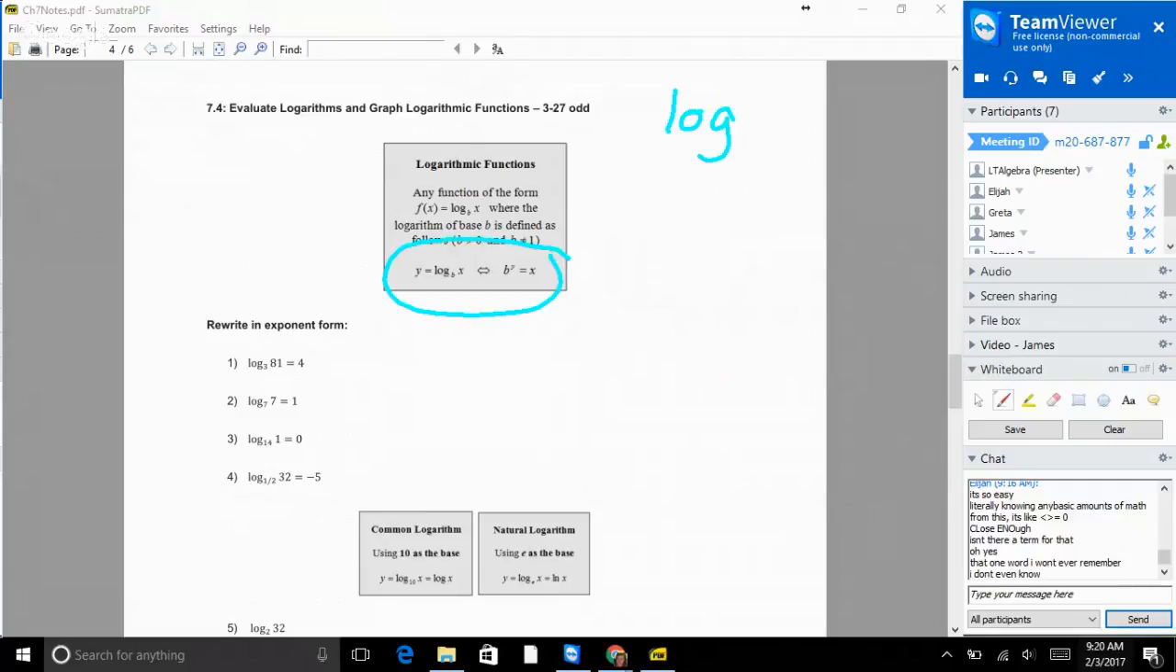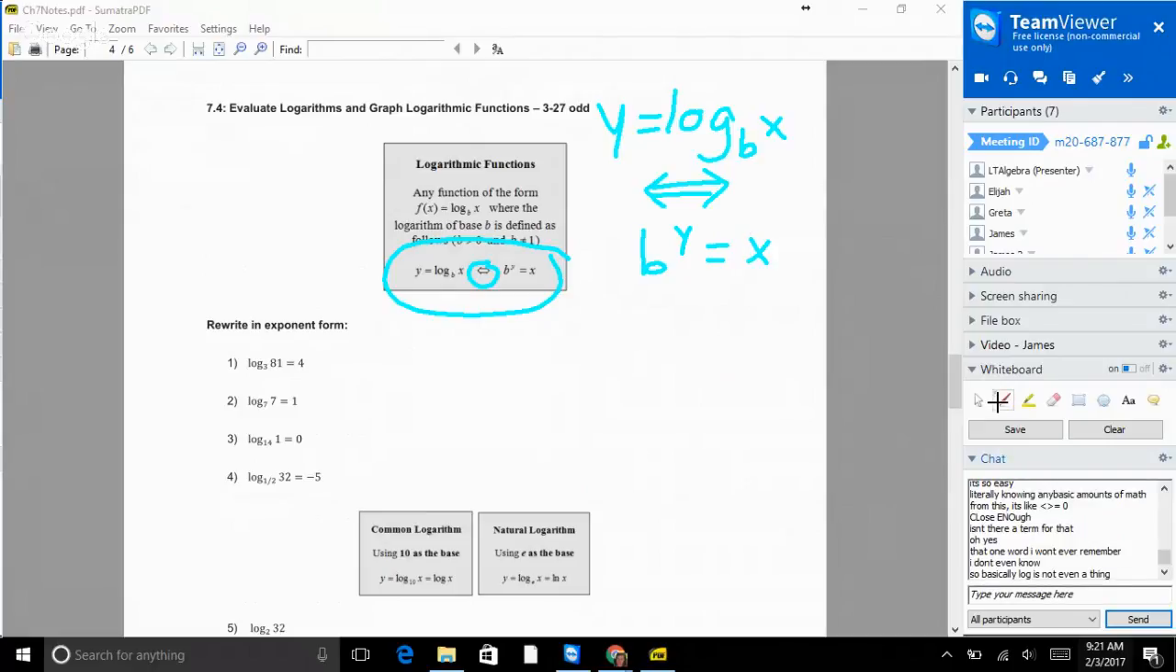There's kind of this inverse relationship with expressions with exponents. So if y equals the log base b of x, then this works both ways. That's what this little sign means. b to the y equals x. Like, Mrs. Ross, what does that mean? Why do we need to know that? Well, that's kind of the definition of what a logarithmic function is. And I think when you see a few written out, it will make sense.